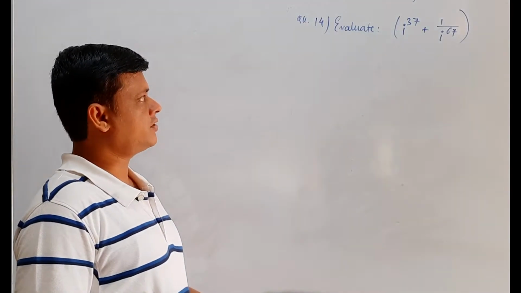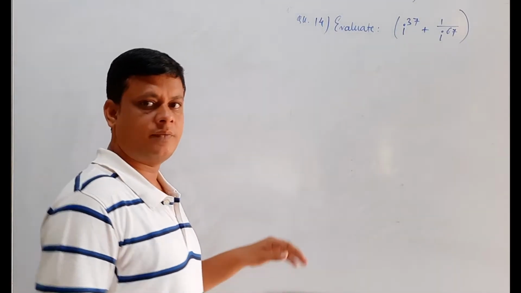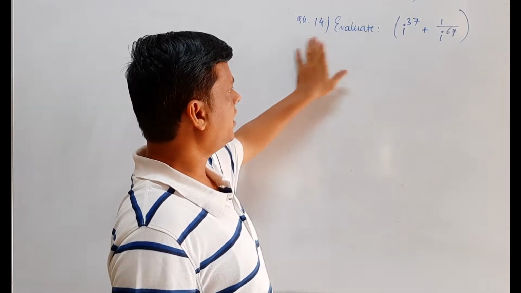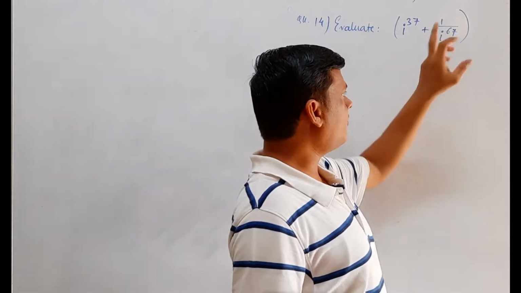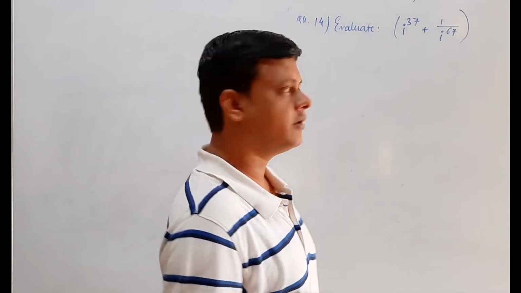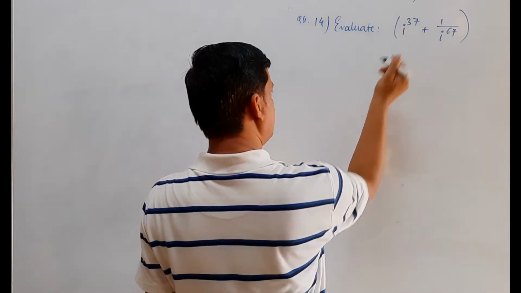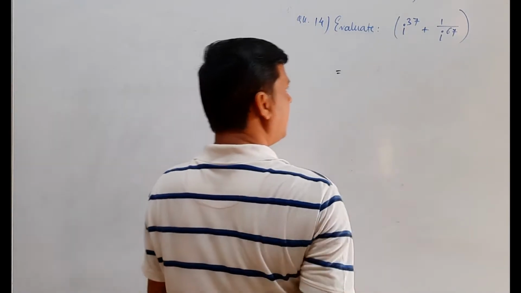Now the next question from exercise 1.1. Question number 14. Evaluate i raised to the power 37 plus 1 upon i raised to the power 67. So we first split up the given power.